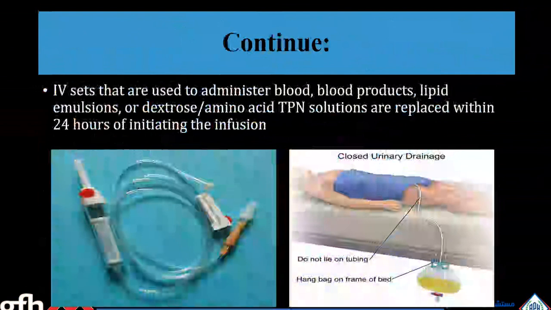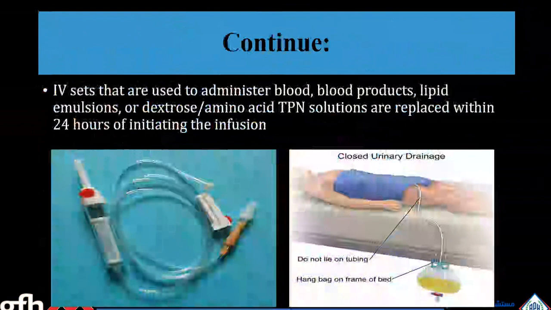What about the urinary catheter? He will ask you who will insert the urinary catheter. The answer is the doctor. What is the equipment used during insertion of the catheter? I need 2 gloves, one sterile for insertion and one clean for disinfection of the insertion site.